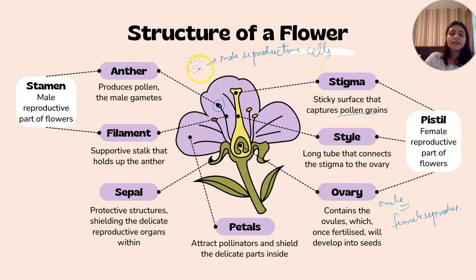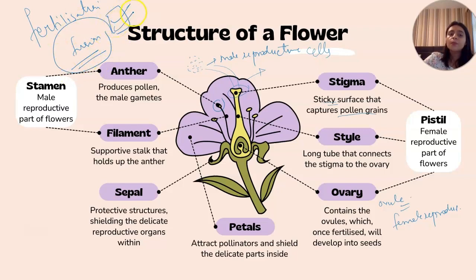So when these cells come to the stigma, they stick, because the stigma has a sticky surface and captures the pollen grains. Until and unless the male reproductive cells come here, the fertilization, the fusion, which I told you already, does not take place. And for sexual reproduction, fusion is very important.